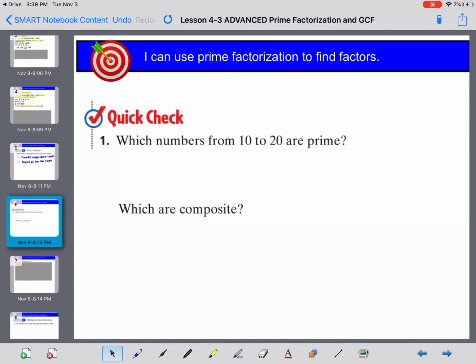Which numbers between 10 and 20 are prime? So 10. Let's start. 10, oops, that's not going to do it. Pause the video, give this one a try, and tell me which numbers between 10 and 20 are prime and which ones are composite. Then come on back to compare your answers to mine.